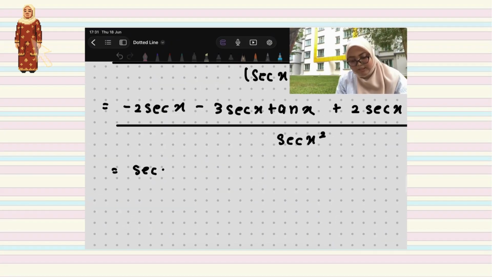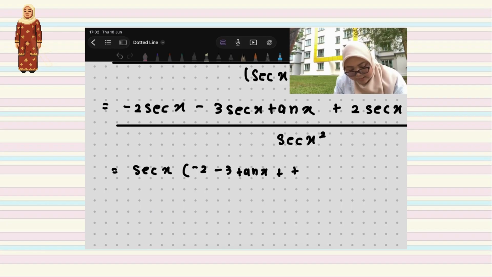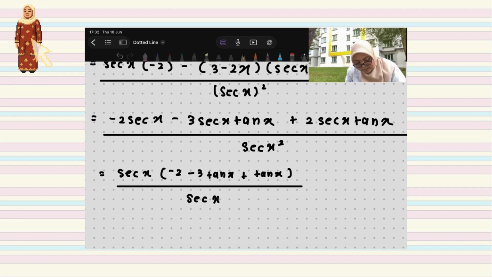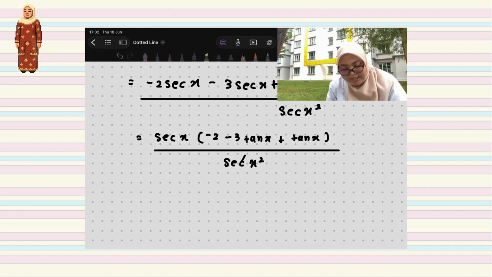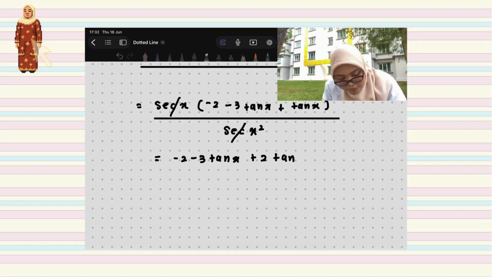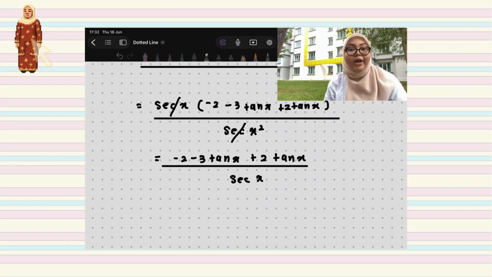And we can factorize it and it will be secant x in bracket negative 2 minus 3 tangent x plus 2x tangent x over secant x squared. We can cancel it out like this, and it will be negative 2 minus 3 tangent x plus 2x tangent x over secant x. And it will be the final answer for this question.